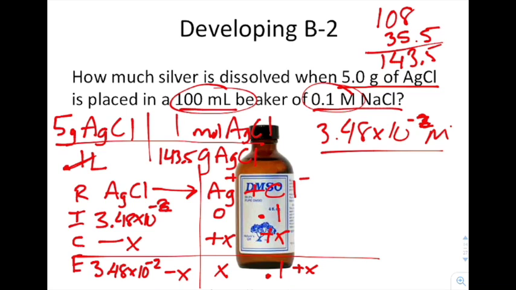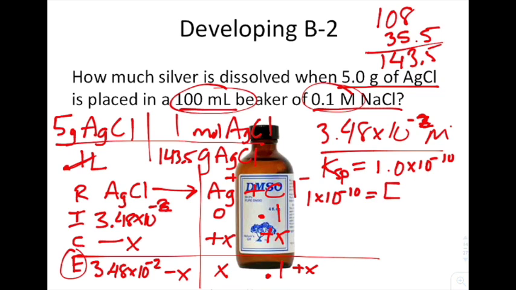So when we work with equilibrium, we have to use our Ksp expression. Now in this one, I forgot to put the Ksp expression for silver chloride on there, so let's just say that it's an easy number like 1 times 10 to the minus 10th. So you're going to have 1 times 10 to the minus 10th equals the concentration of silver and the concentration of chloride. And in this case, you'd have x times 0.1 plus x.